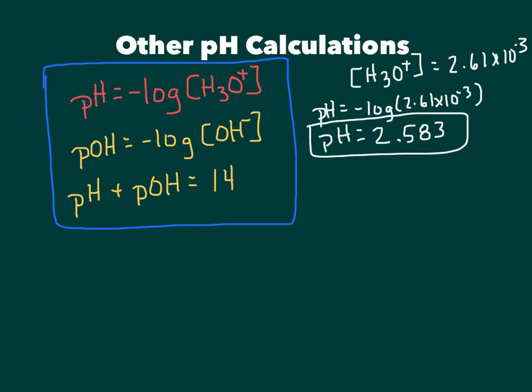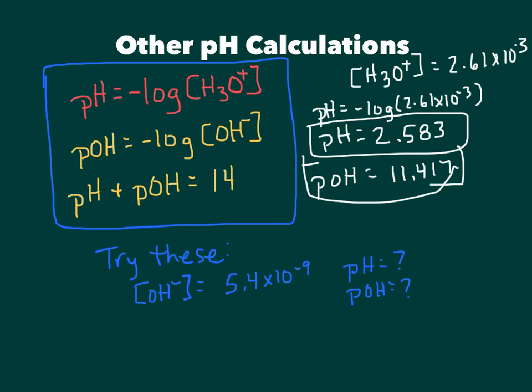We can also then calculate the pOH very easily by just using this formula right down here. pOH and pH together are going to equal 14. So if I want to find the pOH of this one, pOH would just be 14 minus the pH. And so when I do 14 minus 2.583, I'm going to get the pOH to be 11.417. So that's my pOH. Now, if you were given the concentration of OH, you could easily find the pOH by doing negative log of OH, and then find the pH the other way. And these are interchangeable back and forth.